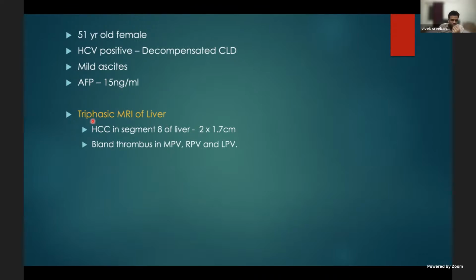A triphasic MRI of the liver was done. It showed an HCC in segment 8 of the liver, and also a thrombus was shown in the MRI.